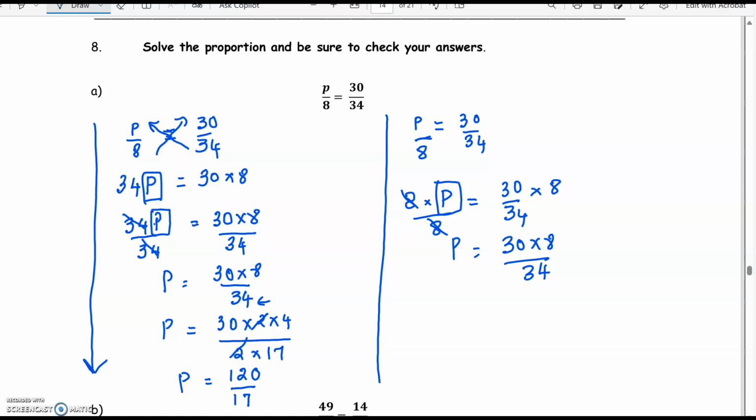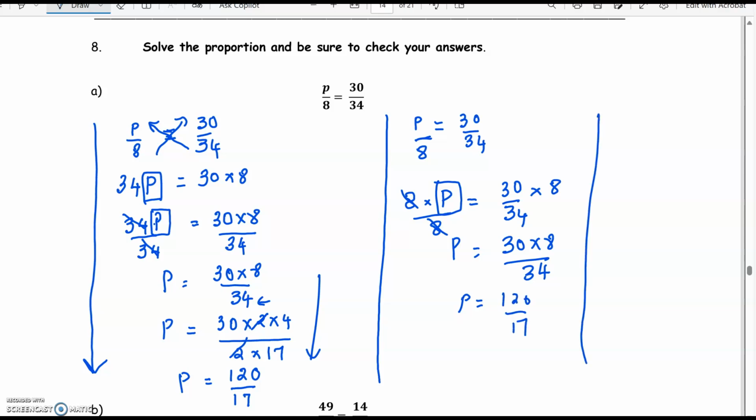So instead of cross multiplying, if you see that this can be done easily by multiplying both sides by a certain number, we get the exact same answer. Everything else is the same, so I'm just going to skip all the steps. Basically, we follow these steps to get 120 over 17.